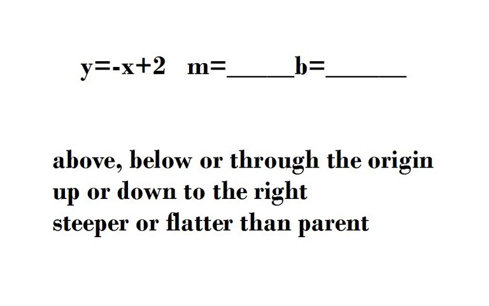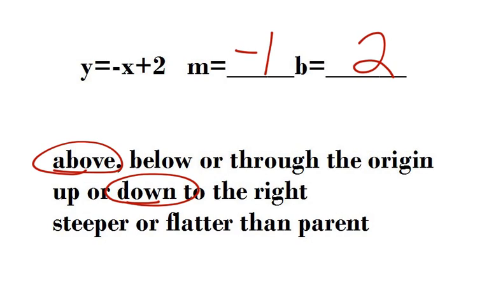Y equals negative x plus 2. Slope's a number with x, and so my slope is negative 1. Y-intercept is a constant. It's 2. 2 is positive, so it is above the origin. Slope is negative, so it will go down to the right. Don't look at the sign, just look at the number. We have a 1. We compare that to a 1 from the parent function. It's not steep and it's not flat, so we draw a line through it.